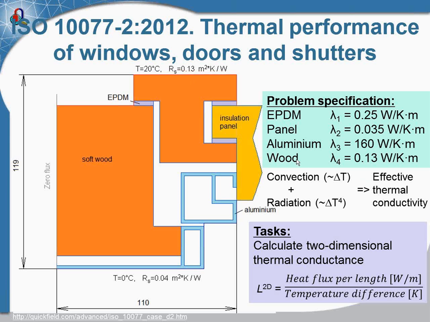It is essential that the convection flux is in direct proportion to the temperature difference and the radiation flux is in direct proportion to the fourth power of the temperature difference. So to find the effective thermal conductivity, we need to know the temperature difference. And to find the temperature difference, we need to simulate the problem. So this is the iterative task.